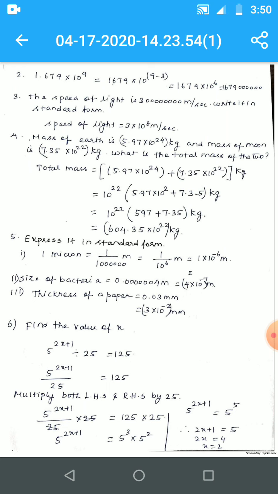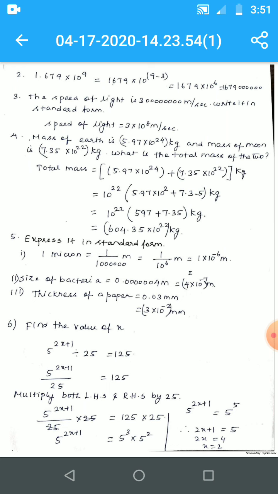The speed of light, in usual form, can be written as 3 into 10 to the power 8 meters per second. But we have to represent this, which is given in usual form. How many zeros are there? 8 zeros. So I can represent the number in standard form. The standard form of writing any number is m into 10 to the power n.